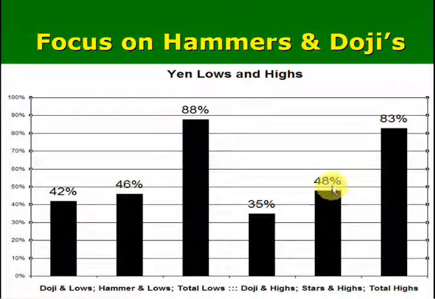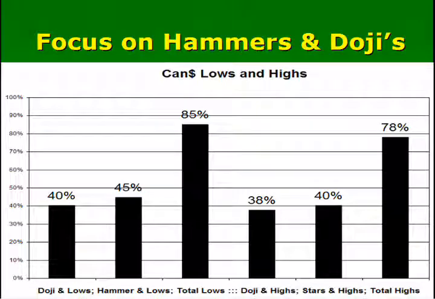Now with a hammer, 48% is a shooting star pattern, so combined we have 83%. Those are staggering results, and that's why I focus on just those two patterns. Let's take a look at the Canadian dollar. So this methodology works in showing us how it works for various currencies.